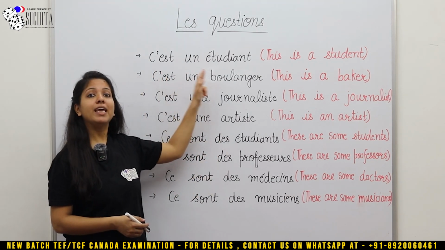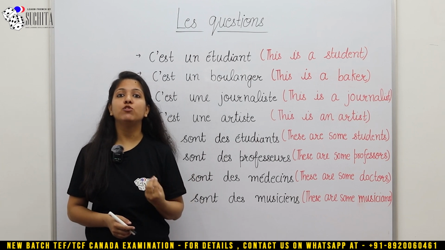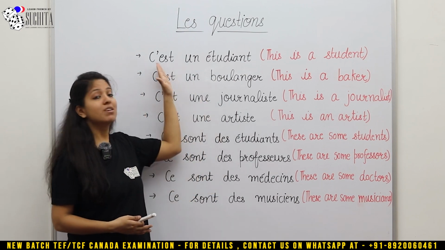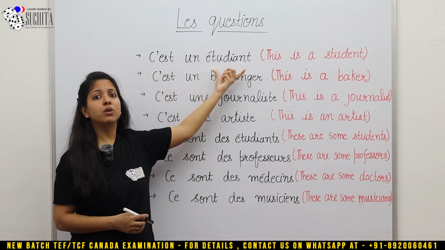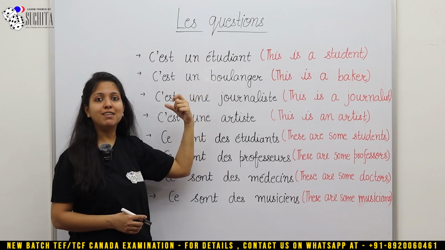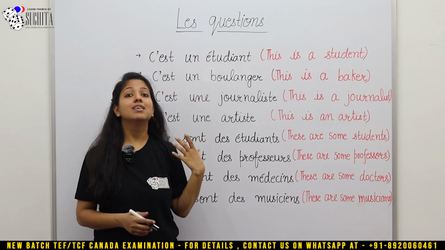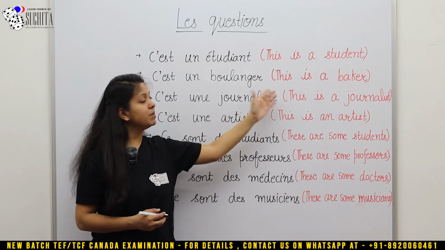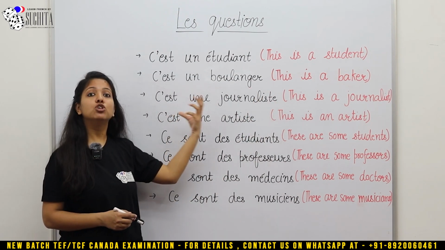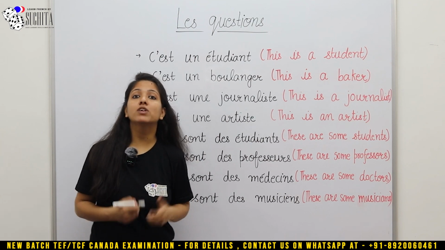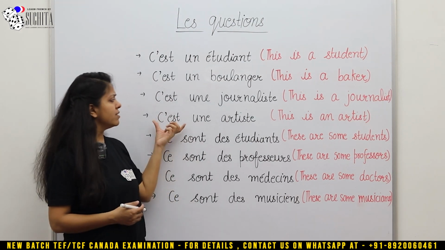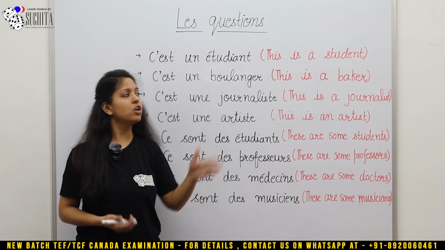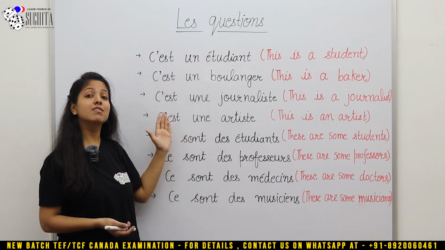So, c'est un étudiant. Since you ask this question, qui est-ce or c'est qui, for people, all these are people: étudiant, boulanger, journaliste. So, c'est un étudiant, which means this is a student. C'est un boulanger, which means this is a baker. C'est une journaliste, this is a journalist. C'est une artiste, which means this is an artist. So clearly all of them are singular. So that is why I have used c'est.